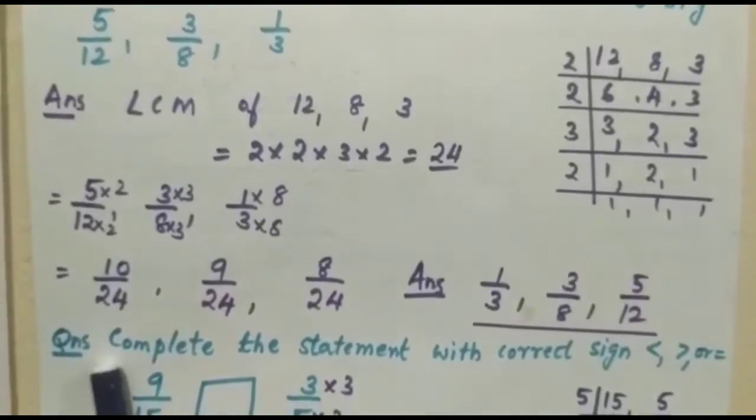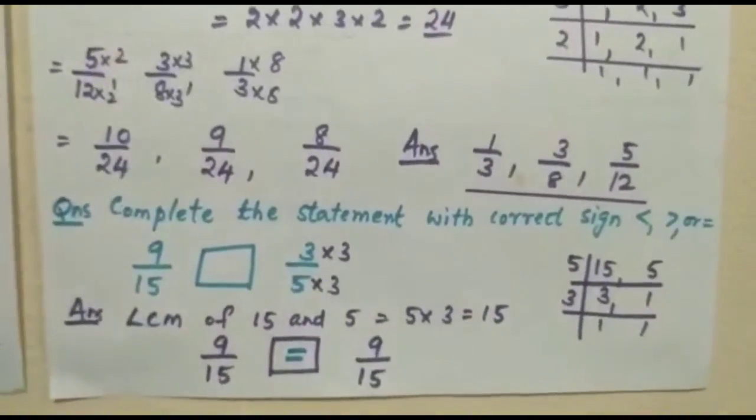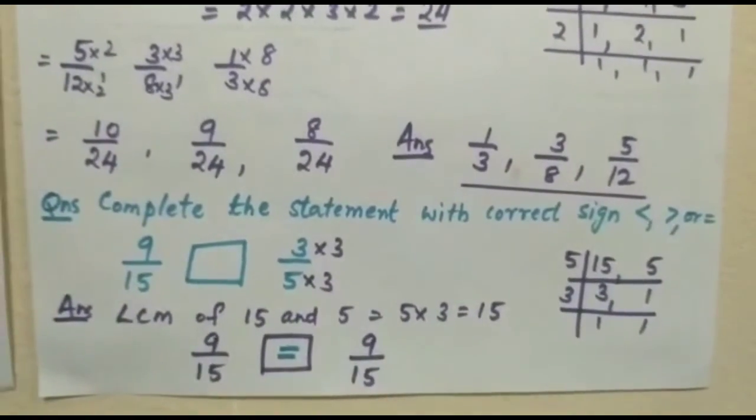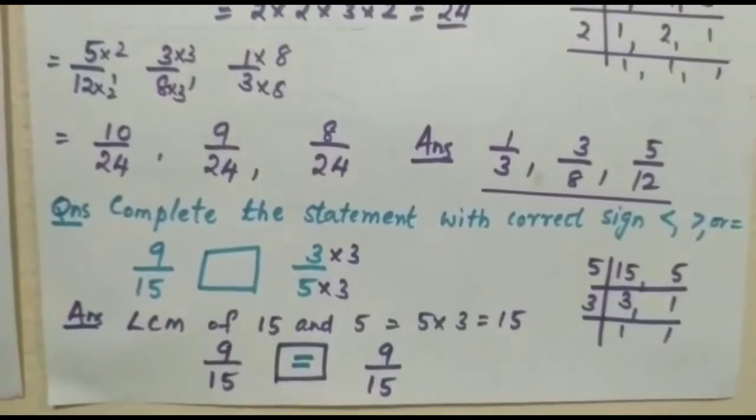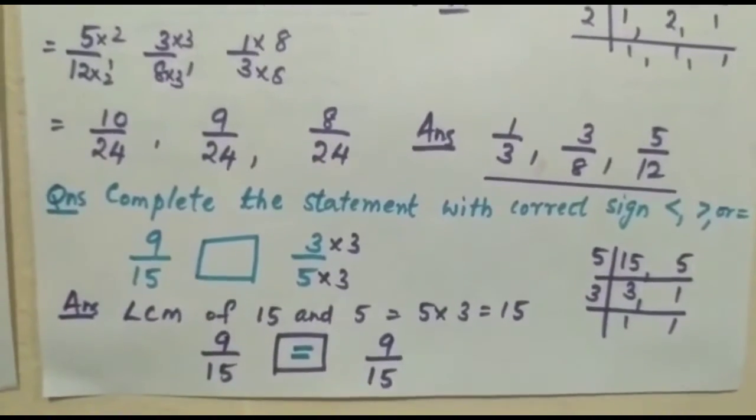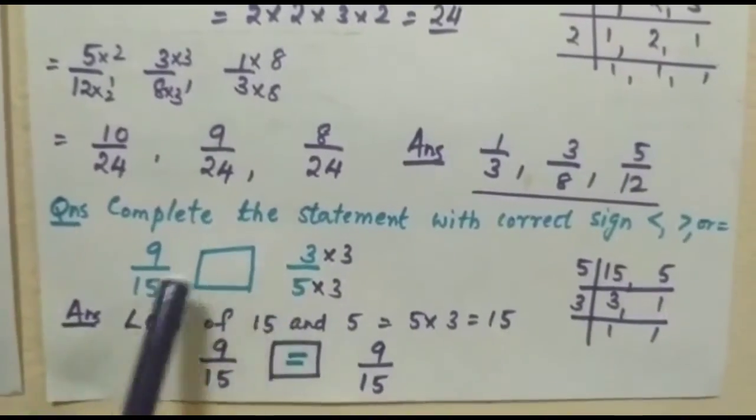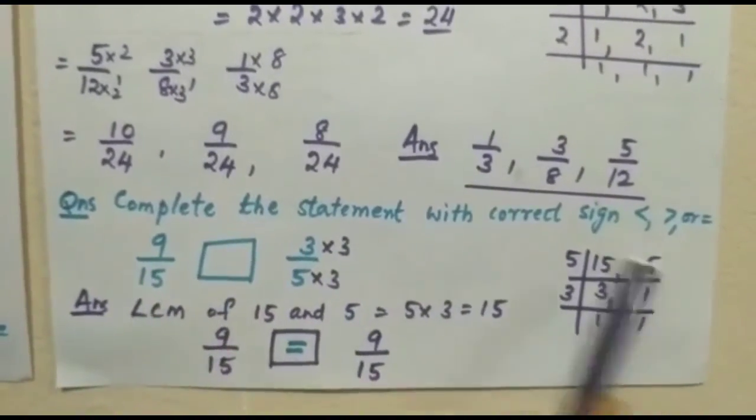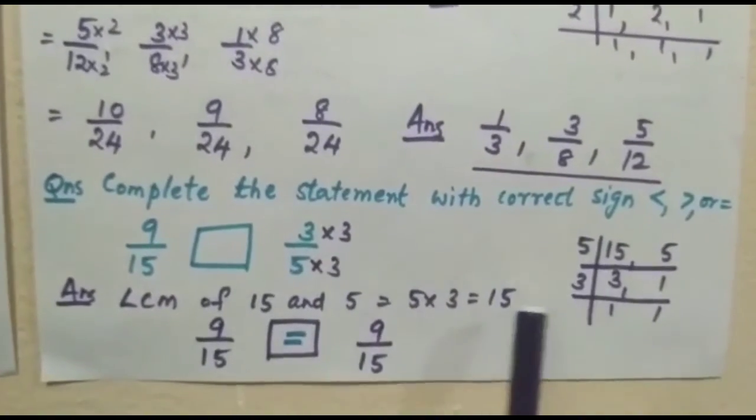The last question is to complete the statement with the correct symbol: greater than, smaller than or equal. Here also we have to compare, with 9 upon 15 and 3 by 5. Both denominators are different, so find the LCM of 15 and 5. The answer is 15.